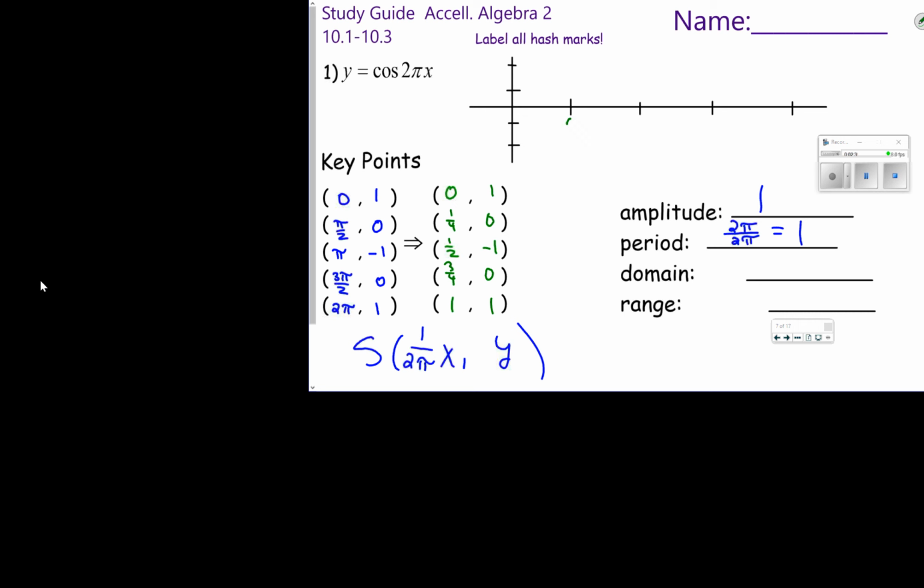All right, so 0, 1/4, 1/2. Oops, I don't know why I did that. I wanted to start the 0 at 0. Duh. 1/4, 1/2, 3/4, and 1.